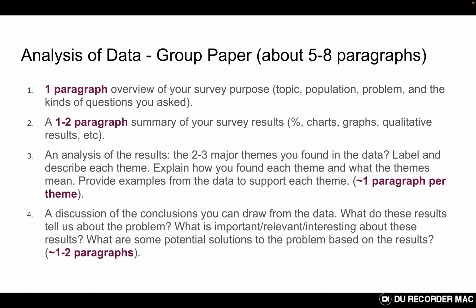Okay, so then after that, you will give a 1 to 2 paragraph summary of your survey results. So this is when you are giving me the most important results of your survey and you're just describing it. So you might include percentages, charts, graphs, qualitative results, anything like that that demonstrates what were the major findings of your survey study. So if you use Google Forms or Qualtrics, they will actually give all of those charts and graphs to you. It's really convenient. You can just download them, and if you need to reference them, you can put them in the paper if you want.